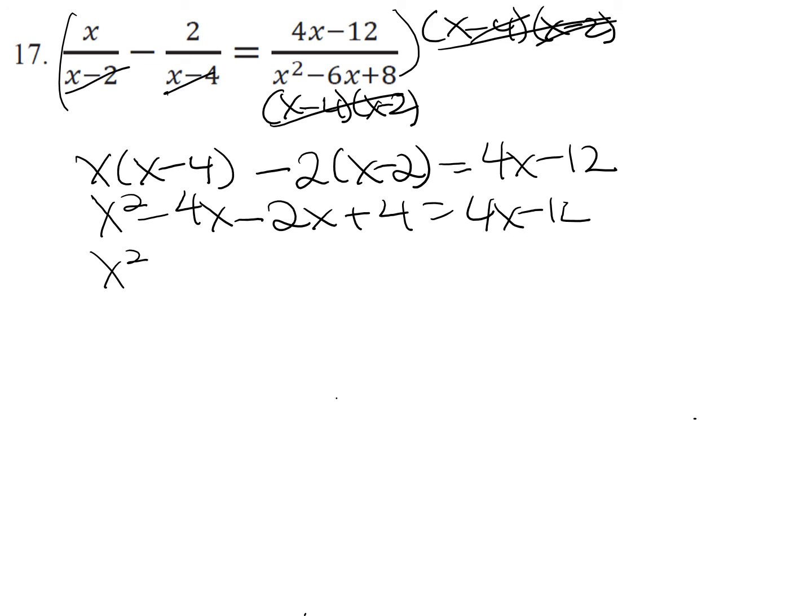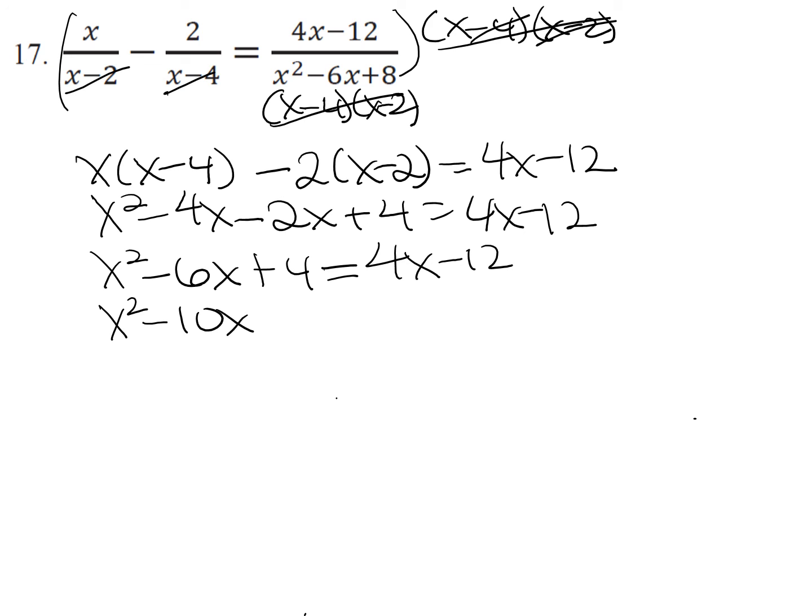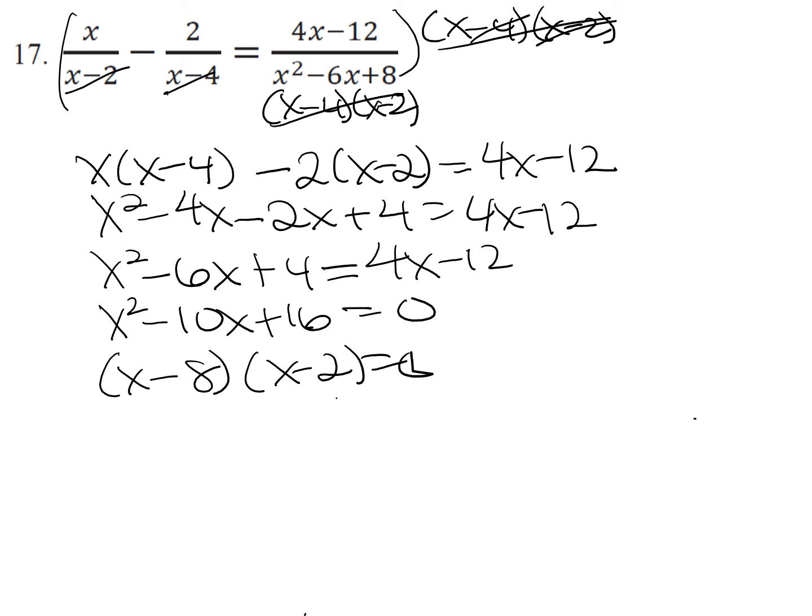That gives me x squared minus 6x plus 4 equals, let's set up a little bit, 4x minus 12. But if I subtract 4x on both sides, I get x squared minus 10x. If I add 12 to both sides, I get 16. And then if I go x minus 8, x minus 2, I get 0.